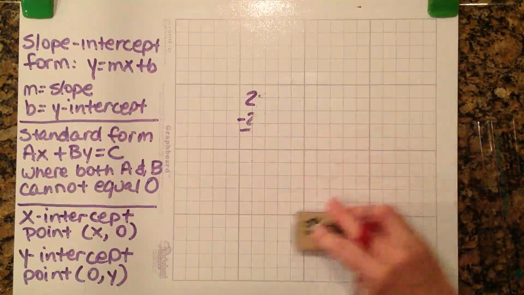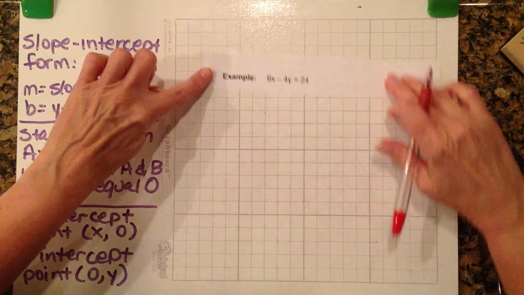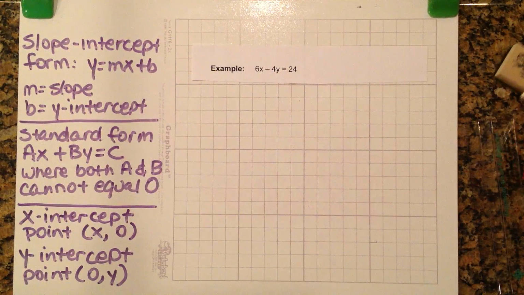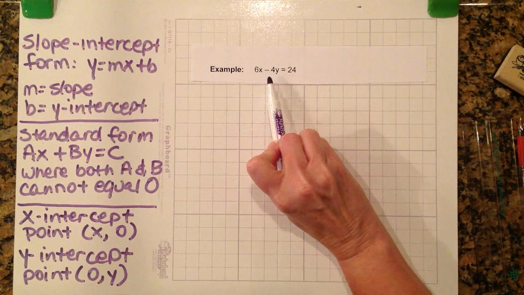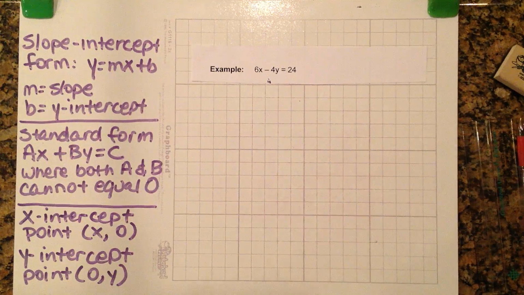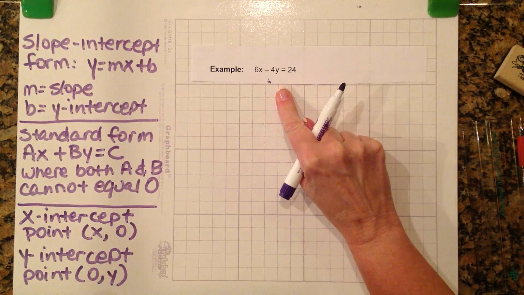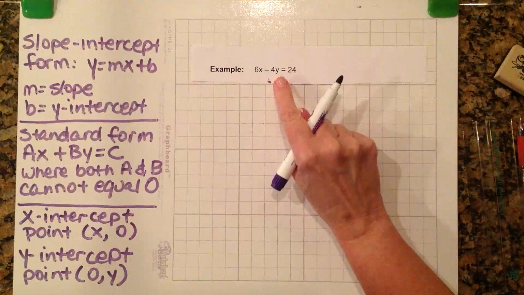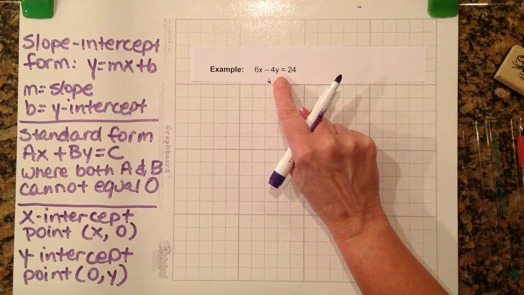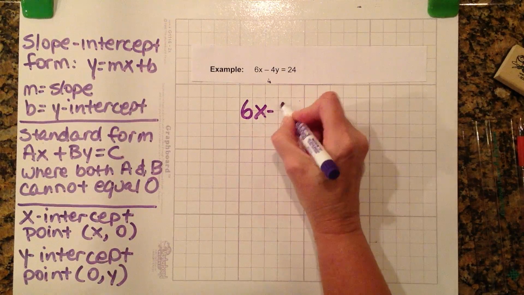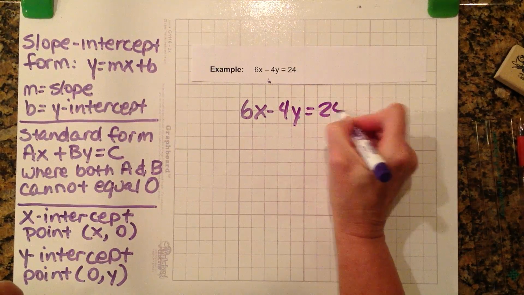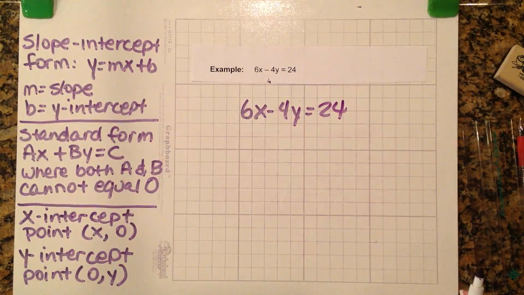And that example is 6x minus 4y is equal to 24. Now this is in standard form, in the form ax plus by equals c. Now, I want to graph that. I'm not sure how to do that. Well, let me solve for y and get it into slope-intercept form so that I can find my slope and my intercept quite easily to graph it.